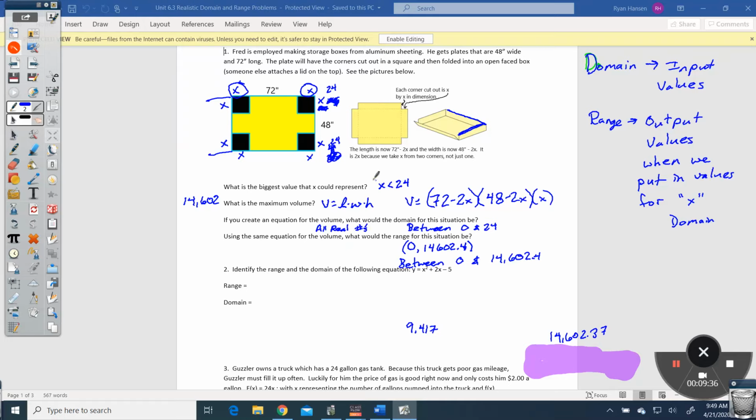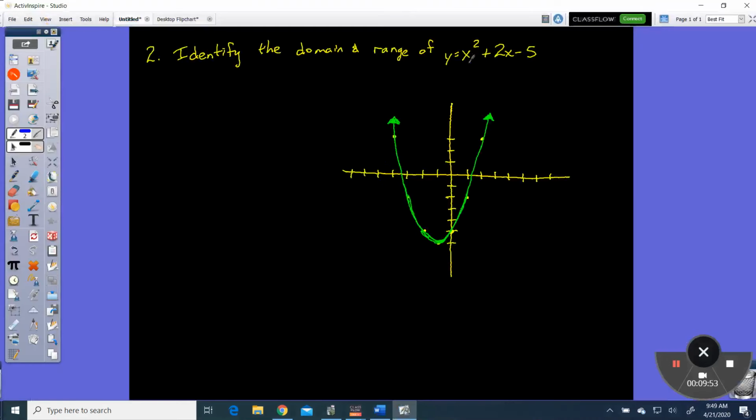So these will speed up towards the end, but right here at the beginning, I'm trying to help you learn about domain and range and what the numbers could be, okay, and the maximum and different things. Now it says identify the range and domain of the following equation. So I have that equation, y equals x squared plus 2x minus 5, and I've drawn it for you.